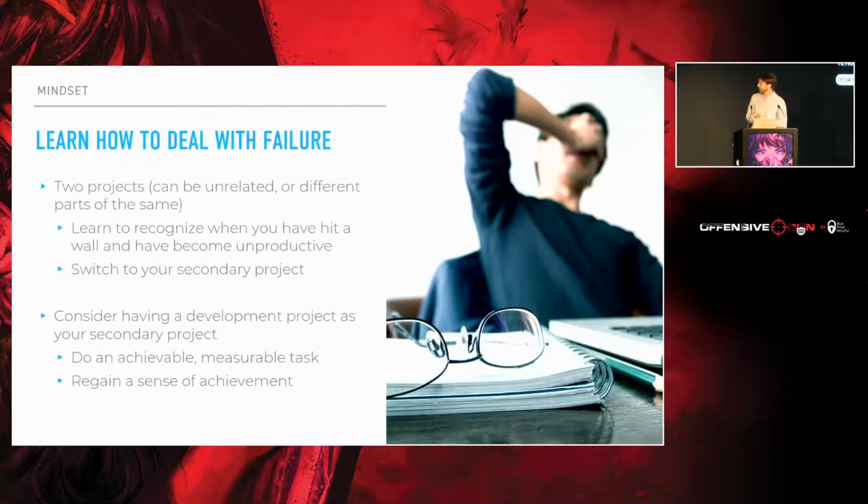Even better is if your second project is a development project, because unlike vulnerability research, you can do an achievable and measurable task. You can go and do that feature that you've been meaning to do, and it's something that is concrete and you can measure it and get a sense of achievement and get your motivation back before switching back to the other thing.